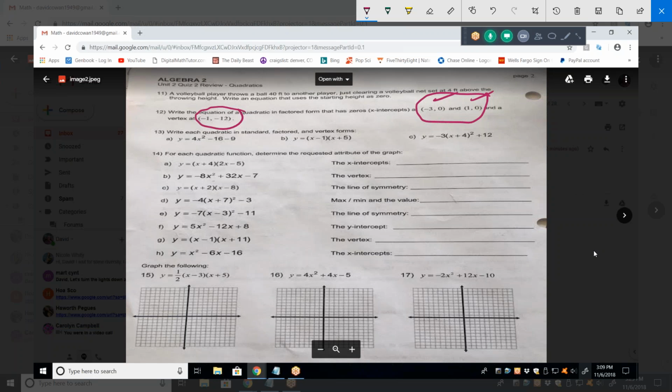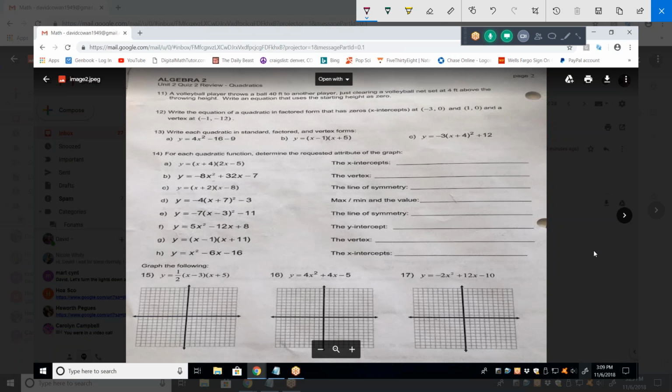So you always have to use the other point. Whether you use vertex format or x-intercept format does not matter. You would use one of the other points to solve for a. Okay, all right, good. Let's do 13.